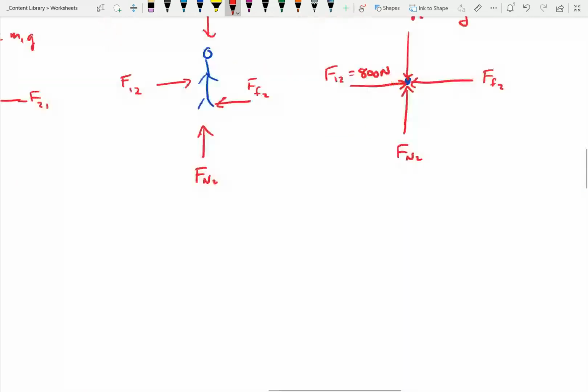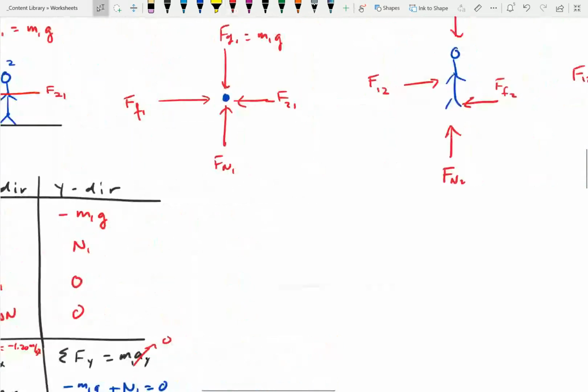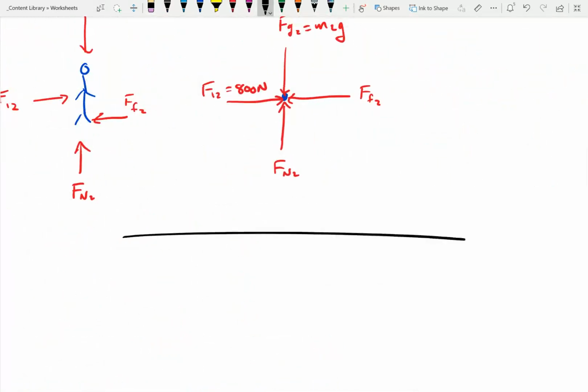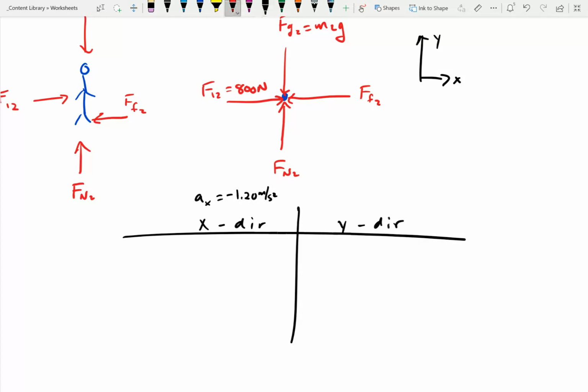And so now we're going to break that into components just like we did this one, using the same definitions for x and y direction as before. Because the two are together, they're going to have the same acceleration. So I now know from what's given that the acceleration in the x direction is minus 1.20 meters per second squared. That's not special. That's already given to us. So let's just do the work.